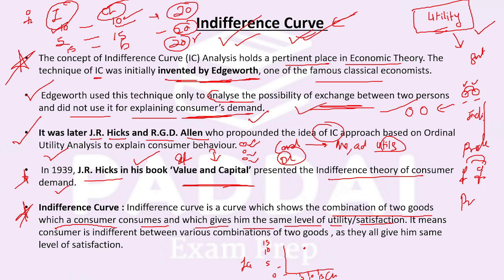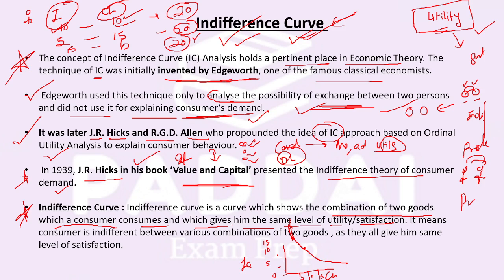When I draw 5 and 15, 5 is here and 15 is here. And then we draw 15 and 5 here. And when I draw a curve for this, it is somewhat like this. So this curve is called an indifference curve. And this curve shows that different combinations of the goods give the same level of satisfaction.